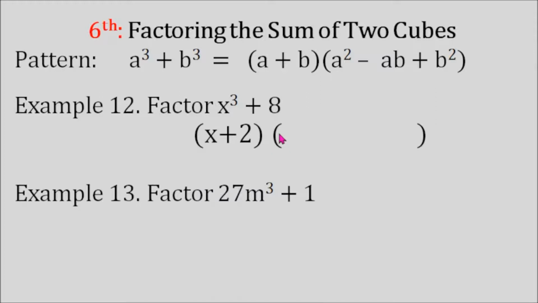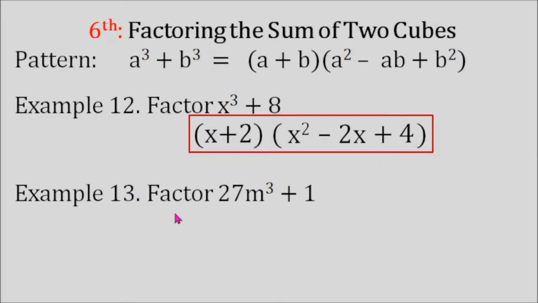Then our trinomial factor is the square of x, which is x squared, and then x times 2 is 2x. Because the product is positive, we'll make it negative. So that's negative 2x. And then our third term here is just the square of 2. 2 times 2 is 4. So these are the factors: the quantity x plus 2 times the quantity x squared minus 2x plus 4.